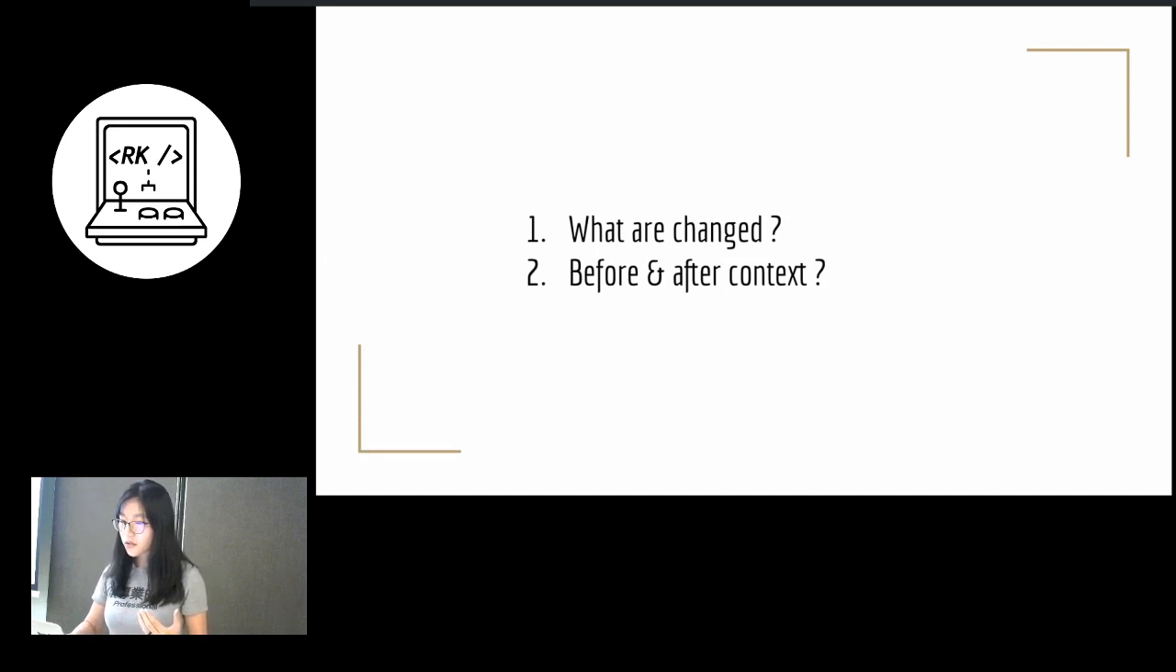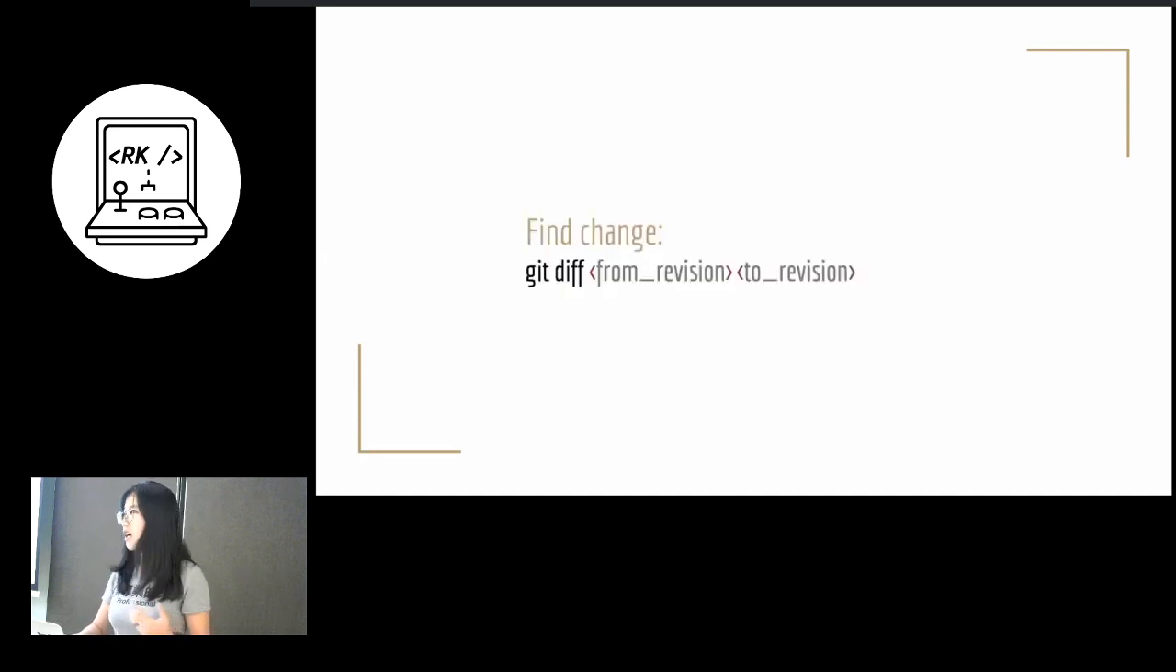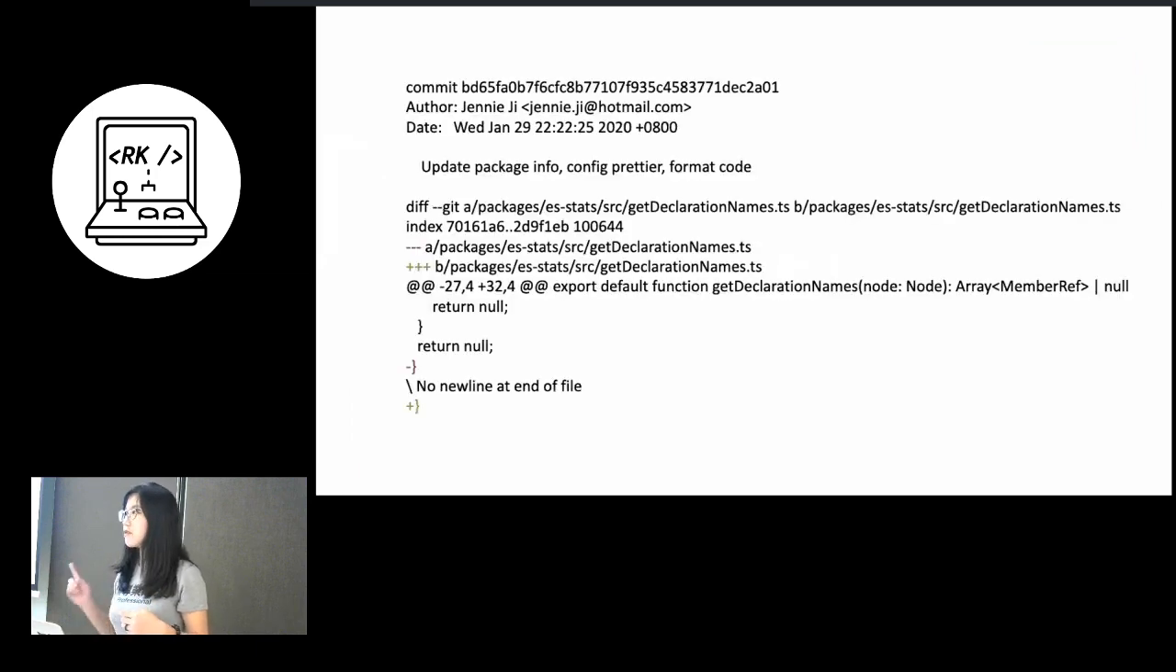So to solve the first problem, I get some help from this Git diff from 2 revisions. A revision is like the git commit hash and some git expressions. So after you run this, you can get such kind of logs. Honestly, before this, I never read this very carefully. So it's very interesting. You can get a lot of information here.